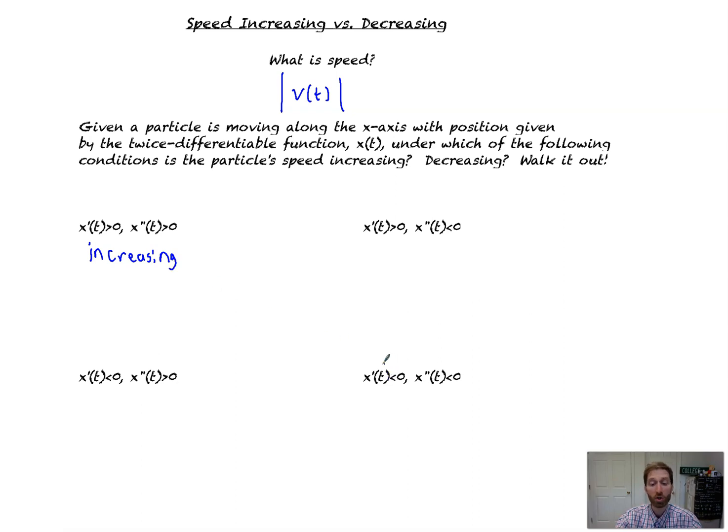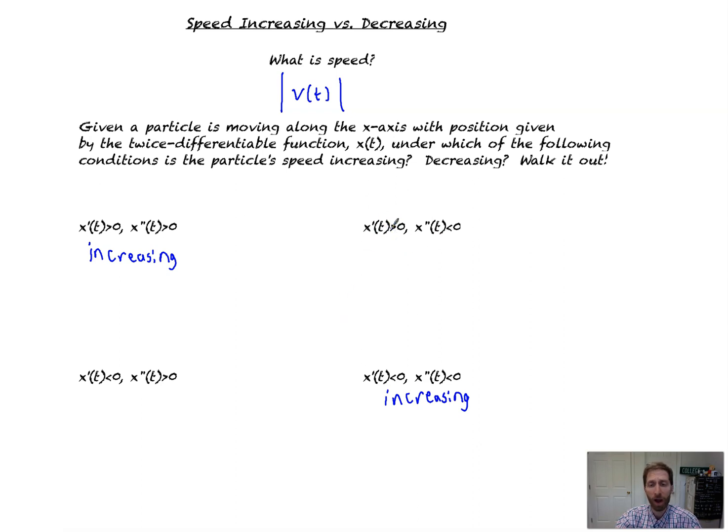What happens if your derivative, the velocity, is less than 0? Well, then you're moving to the left in the negative direction. And if acceleration, x double prime of t, is less than 0, then you're also being pushed in that direction. We're speeding up in the negative direction there. So that's going to be increasing speed. That's all there is to it. So basically, if the signs of velocity and acceleration are the same, you are speeding up, or your speed is increasing. So what happens when the signs are different?